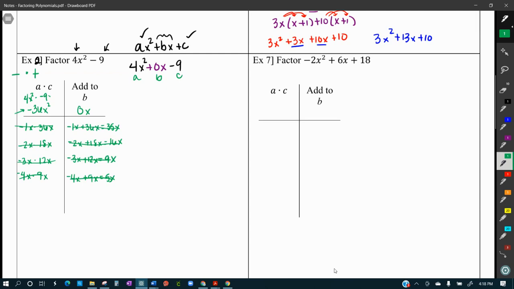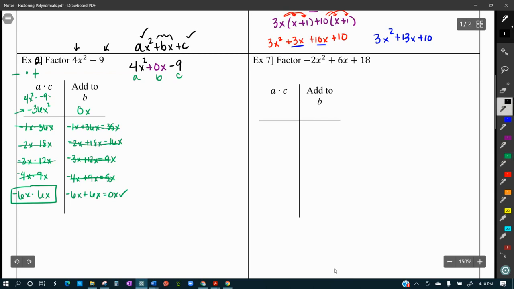5 does not divide into 6, but I know 6 does. So negative 6x times a positive 6x. And if I add these together, there is my 0x. So here are the two numbers that you will split b into. So let's split apart b.